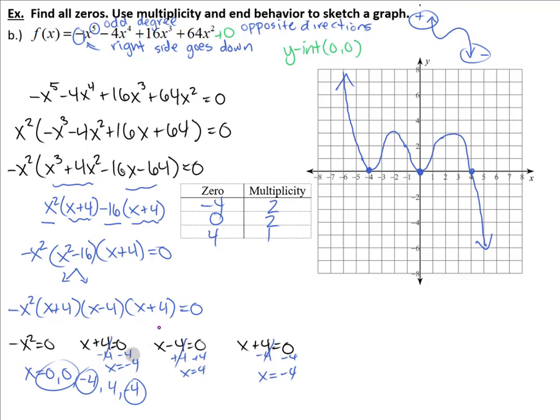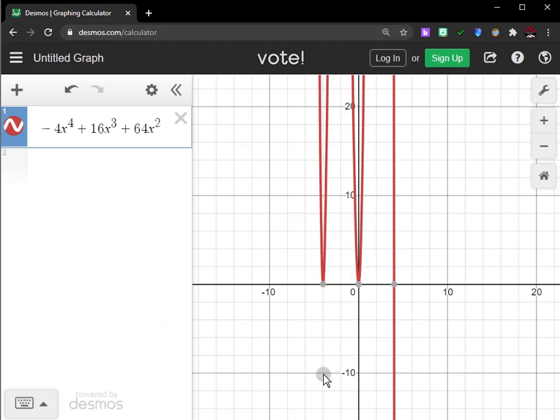And let's take a look at the actual graph and see how we did. Here is our Desmos graph. And we can see it is a lot steeper than ours again, but don't worry about that. Our left side is coming in from above. It's bouncing off at -4. It's bouncing off at 0 and passing through at +4. We did a pretty good job for a hand sketch graph.